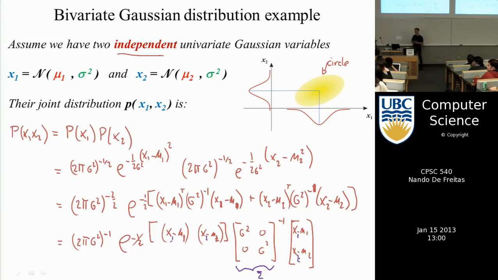The other thing that we see is that if variables are independent, the covariance is diagonal. There will be zeros off the diagonal. Zeros in the off diagonal of a Gaussian just means that you have independence.